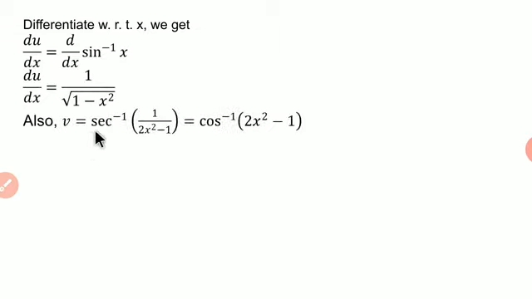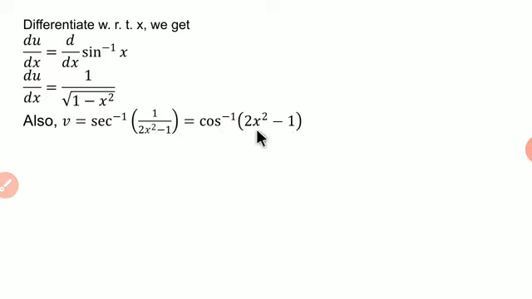Now we know the derivative of sine inverse x is 1 upon square root of 1 minus x square, and therefore du by dx is equal to 1 upon square root of 1 minus x square. Also we have v is equal to sec inverse of 1 upon 2x square minus 1. Again put here x as sine theta. But before that, we know sec inverse of x is equal to cos inverse of 1 upon x, means its reciprocal is there. So it is equal to cos inverse of 2x square minus 1.